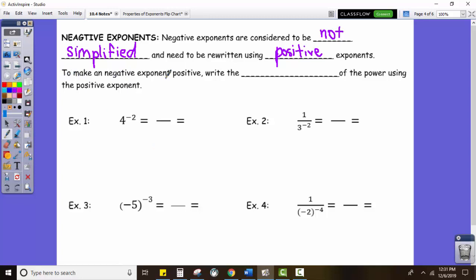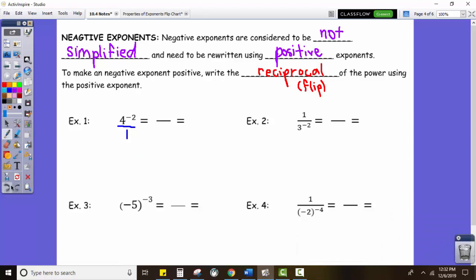So it says to make a negative exponent positive, you're going to write the reciprocal. Okay, and if you remember from probably dividing fractions, the reciprocal is just the flip of the power using the positive exponent. So looking at example 1, I have 4 to the negative second power. So this negative 2 for the exponent is not in proper form. So what we're going to do is we're going to take the reciprocal of 4 to the negative second. Now the way it's written, 4 to the negative second, is really over 1.